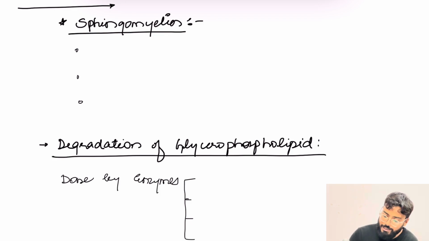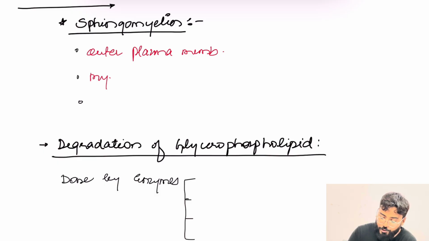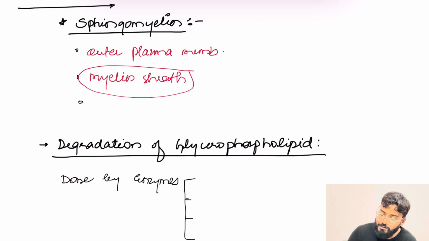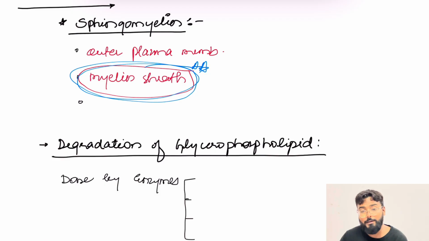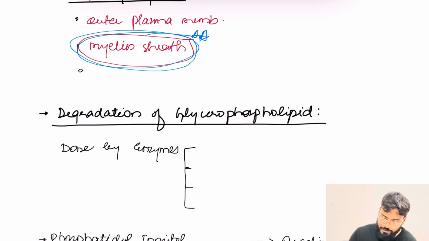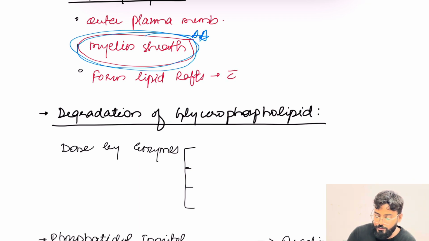Now moving on to sphingomyelin. So sphingomyelin is present in the outer plasma membrane. Most importantly in myelin sheath. This is the phospholipid that is going to form myelin sheath. And the next function is that it is going to form lipid rafts with cholesterol.